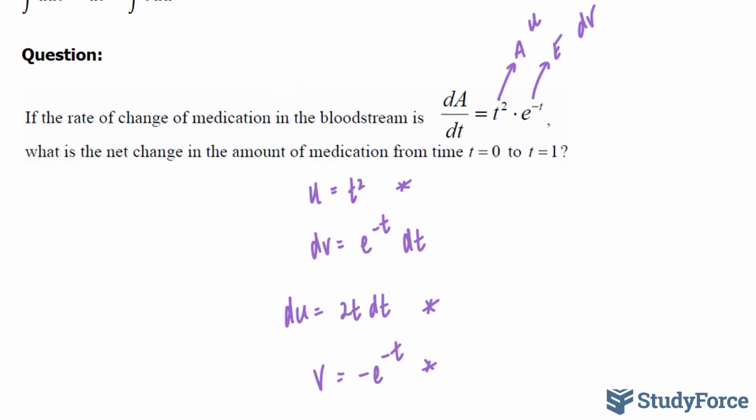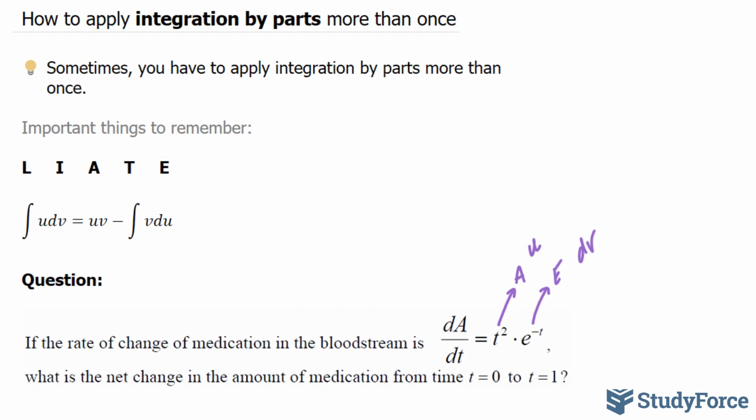If the rate of change of medication in the bloodstream is defined as that, what is the net change in the amount of medication from time 0 to 1? The net change will be negative 0.89 units. So there you have it. That is how to apply integration by parts more than once for a definite integral.